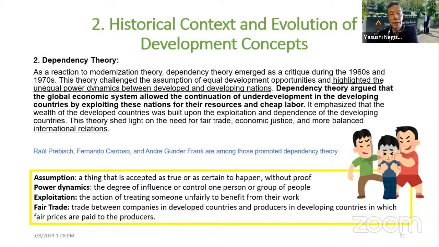The second theory which came out during this decade was dependency theory. As a reaction to modernization theory, dependency theory emerged as a critique during the 1960s and 70s.